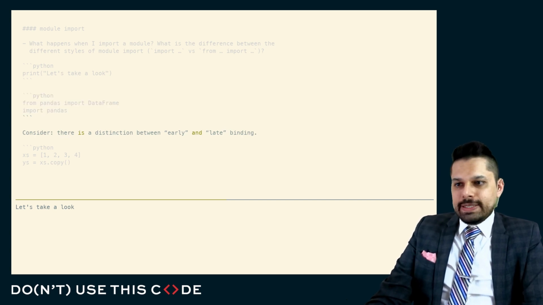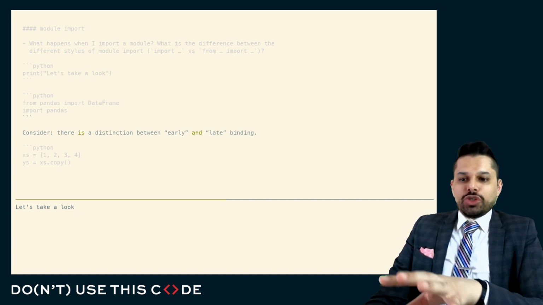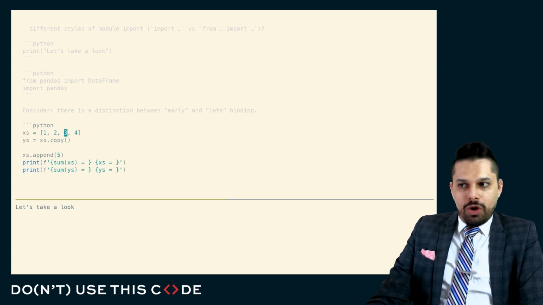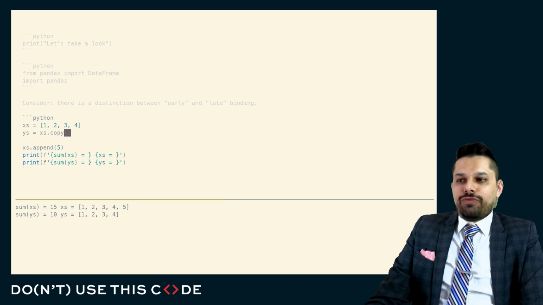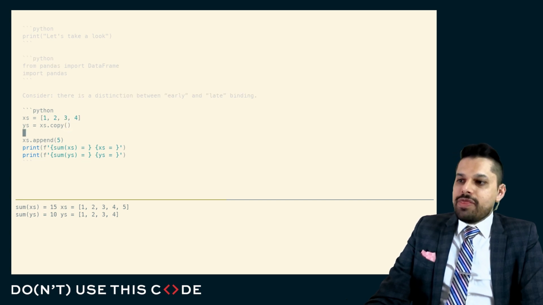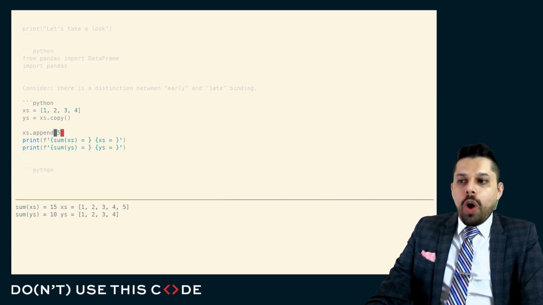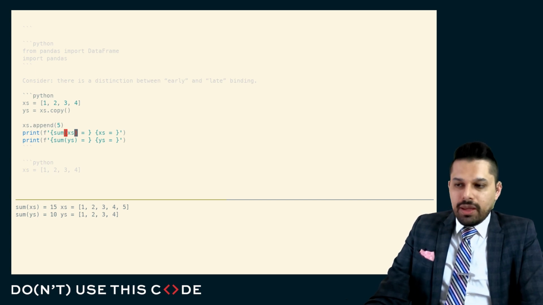I want to start by considering the distinction between early and late binding, which goes beyond the discussion of imports and in fact shows up in all aspects of our work. Here's what I mean by early and late binding. We have two pieces of data, two names that refer to some data. X refers to some data, Y refers to some data. Y is explicitly a copy of X. Therefore, if I change X, Y does not change. It's a copy. It's a snapshot in time.